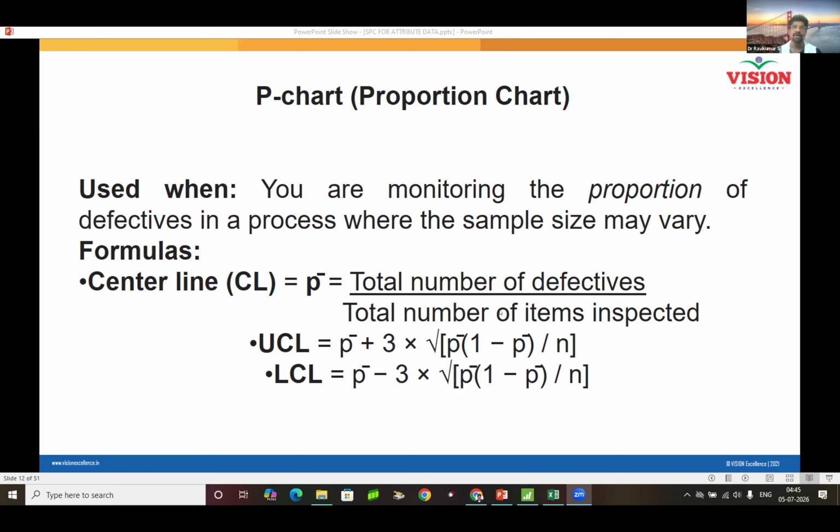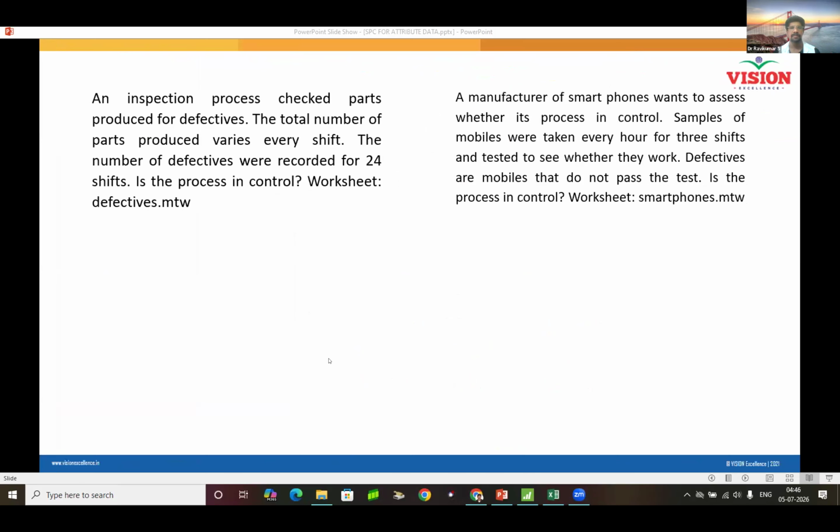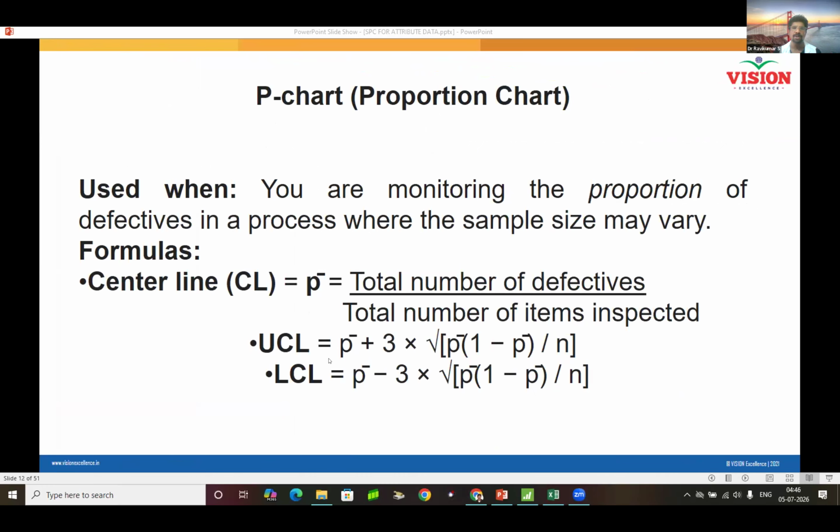Okay, guys, let us see. This is how it is going to work in the background. The center line, the average line, the mean line, this is how it is calculated, along with the upper control limit and the lower control limit. Based on this, the P chart is generated. Now let us go to an example.